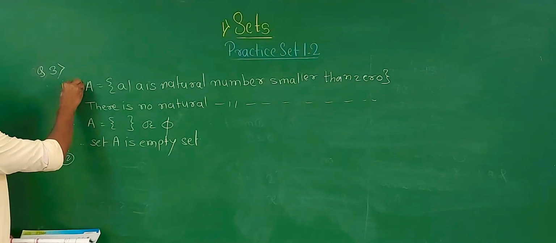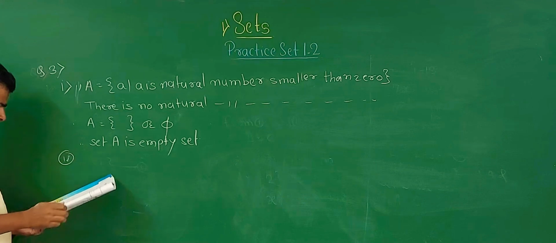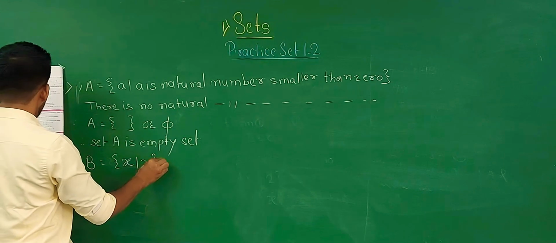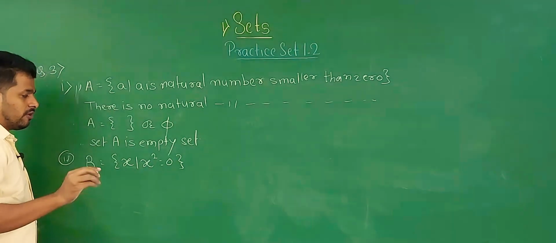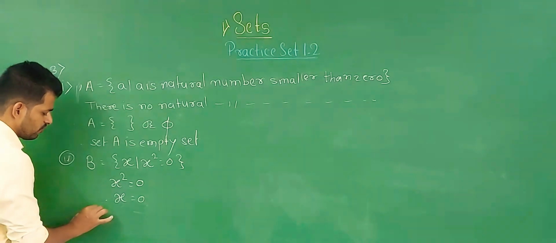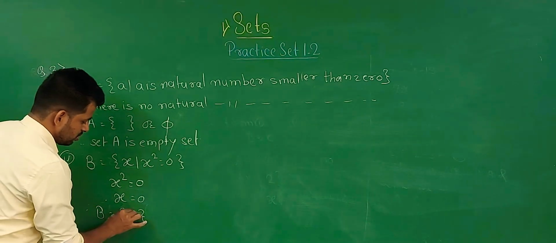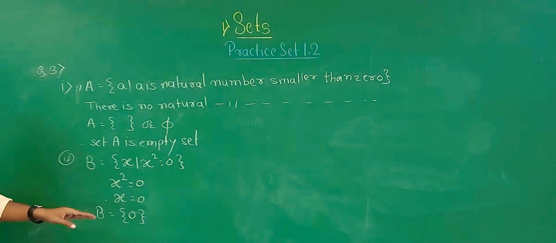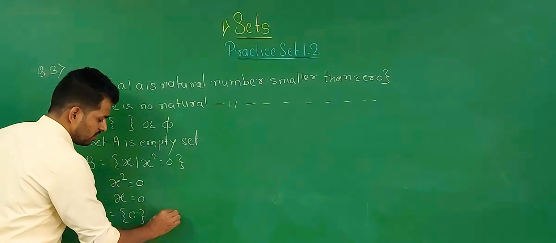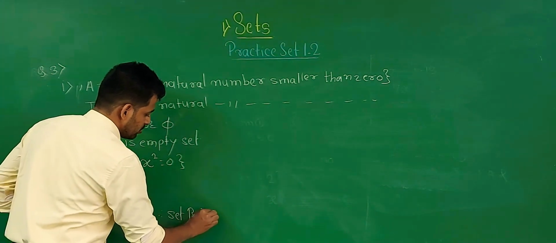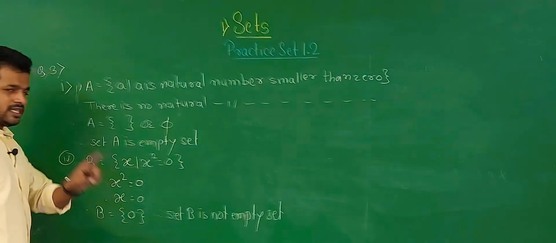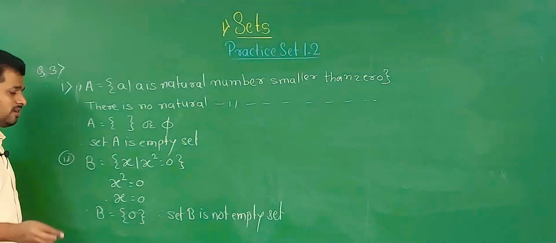Okay, let's see the second one. In that, there are sub-questions. This one is first, then second. B is equal to the set of all x such that x square is equal to 0. Okay, first we have to solve here, that is x square is equal to 0, therefore x is equal to 0. Therefore B is equal to {0}, and there is only one element, so it is a singleton set. Okay, that's why set B is not an empty set. Therefore we write here, set B is not an empty set. There is 0, which means a single element is there.